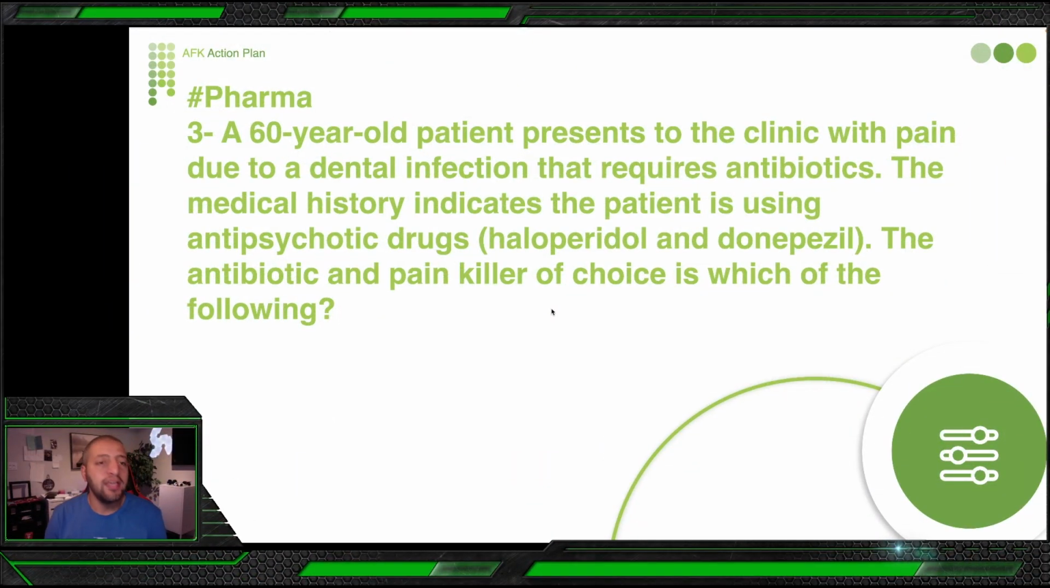Next, pharma question. A 6-year-old patient presents to the clinic with pain due to a dental infection that requires antibiotics. The medical history indicates the patient is using antipsychotic drugs, haloperidol and clonazepam. The antibiotic and painkiller of choice is which of the following? This question is aiming at very simple logic. Which antibiotic is indicated for dental infection? Penicillin. Which painkiller is indicated for dental infection? Ibuprofen. This is the key line.